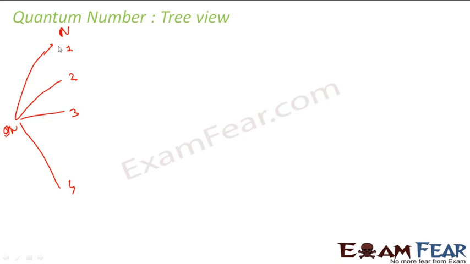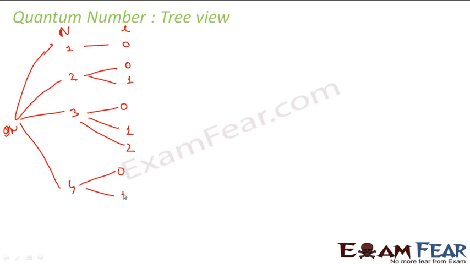Correct? If n is equal to 1, my L can have value only 0, because it has to be 0 to n minus 1. If n is equal to 2, L can have two values, 0 and 1. If n is equal to 3, L can have three values, 0, 1 and 2. So for 4, my L will be 0, 1, 2 and 3. 4 possible values for L.